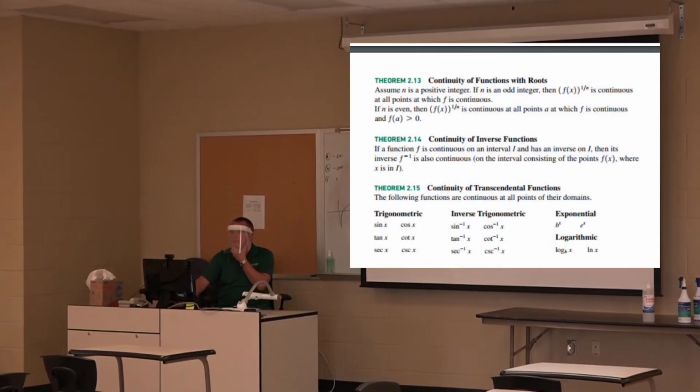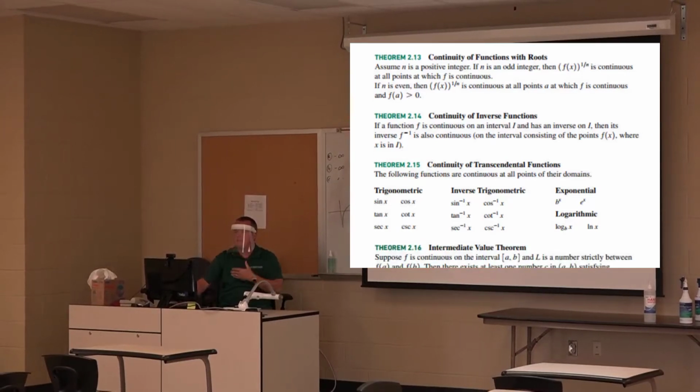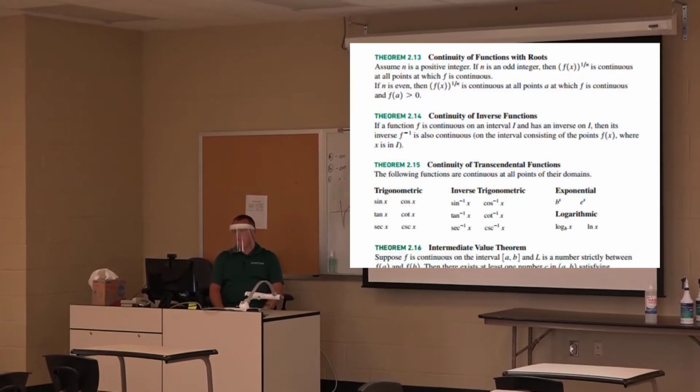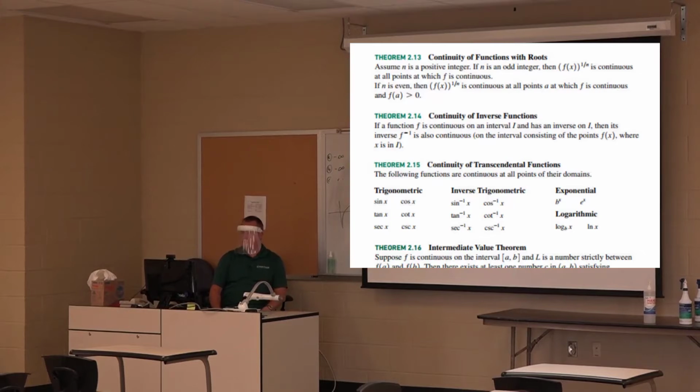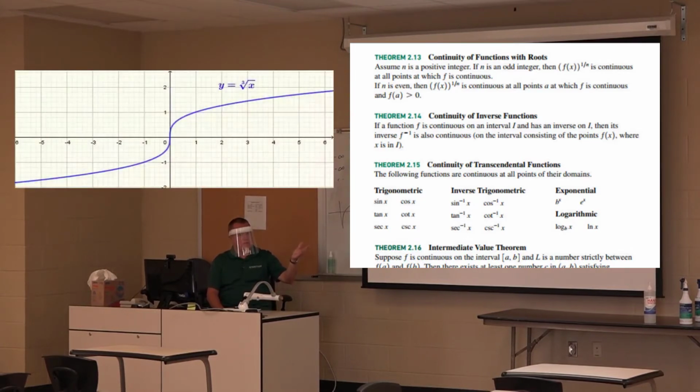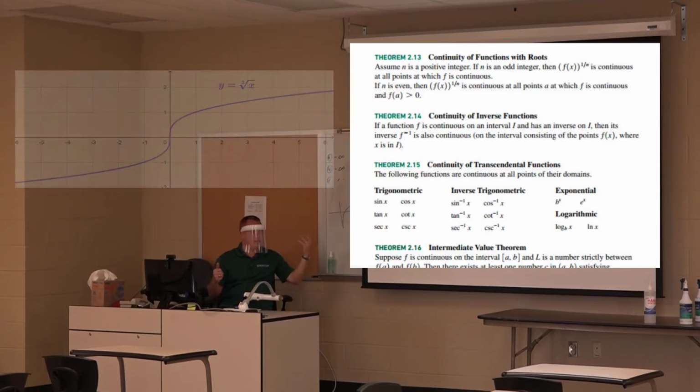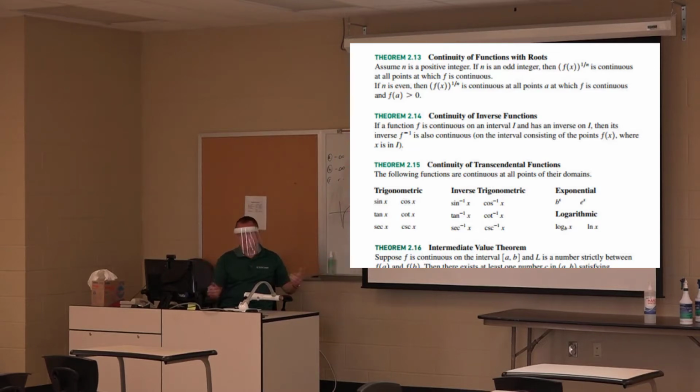All right. Continuity of functions with roots. Assume n is a positive integer. If n is an odd integer, then it is continuous at all points. All right. So remember, if you have that, what does the cube root function look like graph? Remember that from the graphs? You know, it goes like this and up like that. So it's going both directions. That is always continuous everywhere. Right? Because you can plug in values for x that are negative as well as positive.